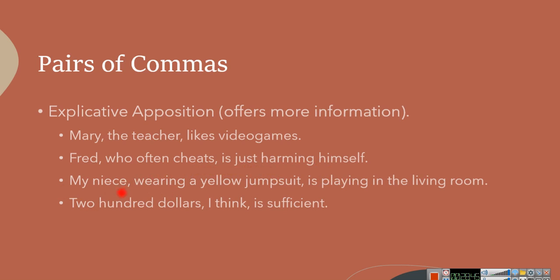My niece. Which niece? Wearing a yellow jumpsuit. This is the apposition. My niece, wearing a yellow jumpsuit, is playing in the living room. And then look at this one. $200. I think two commas is sufficient, because what type of 200s? Are you sure about that? Or do you think it's somewhat sure? So that's why I use two commas. I'm expressing that the information about this predicate at the beginning is sufficient.